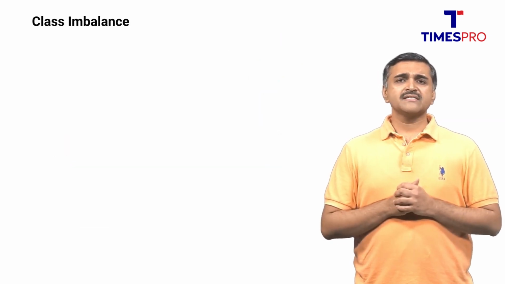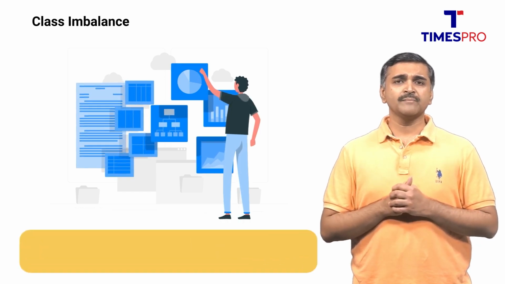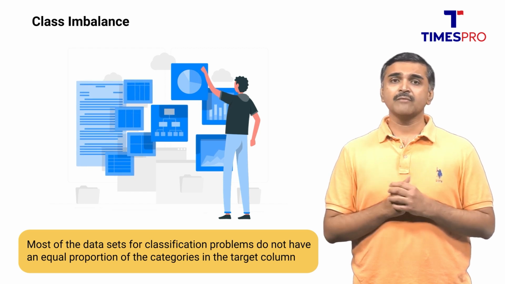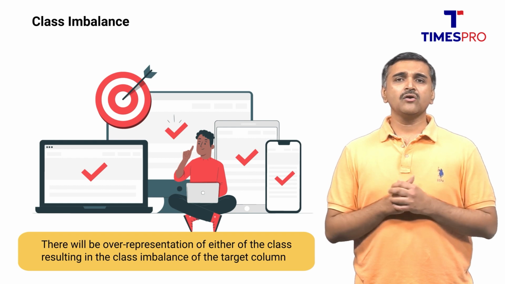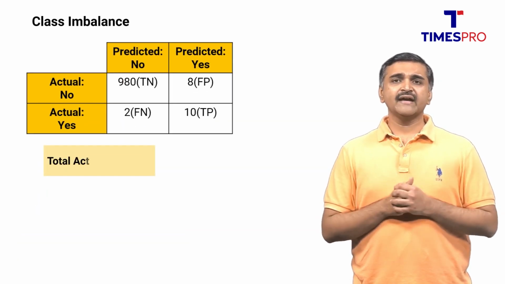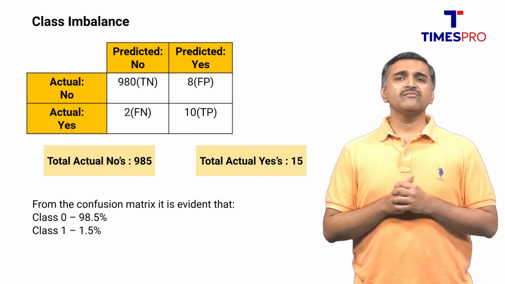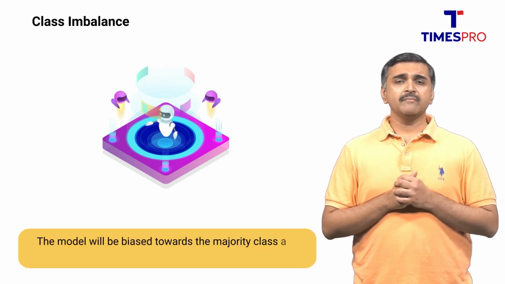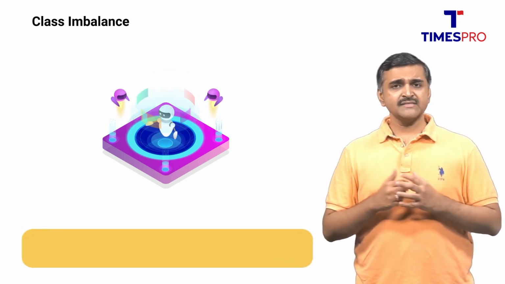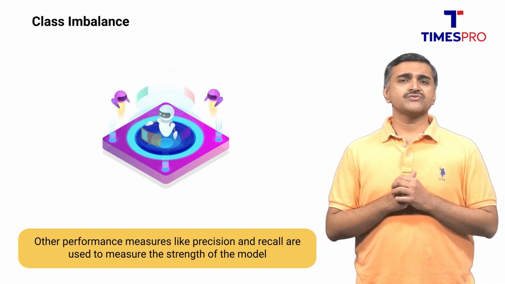Now let's understand what is class imbalance, which is one of the leading problems in a typical binary class classification problem. Most of the datasets for classification problems do not have an equal proportion of the categories in the target column. There will be an overrepresentation of either of the classes, resulting in the class imbalance of the target column. From the confusion matrix, it is evident that class 0 representation is 98.5% and class 1 representation is 1.5%. In such a scenario, the model will be biased towards the majority class, and accuracy alone cannot measure the performance of the model. Hence, other performance measures like precision, recall and other measures are to be looked at to measure the strength of the model.